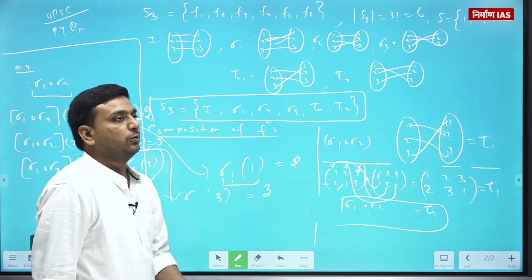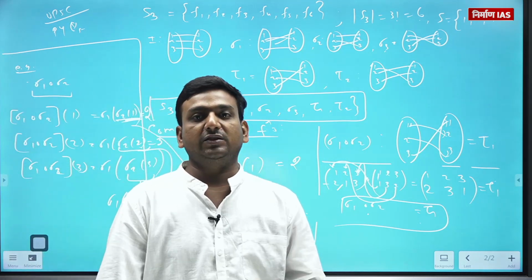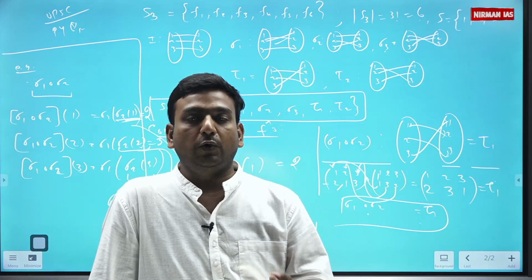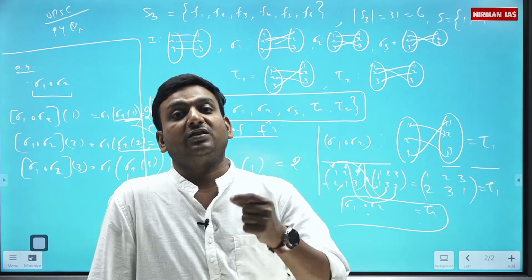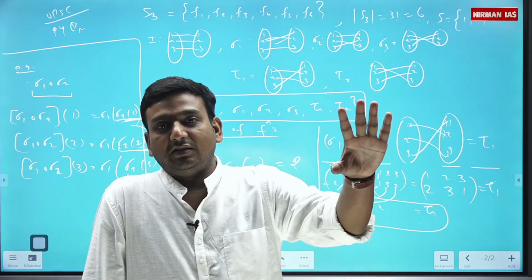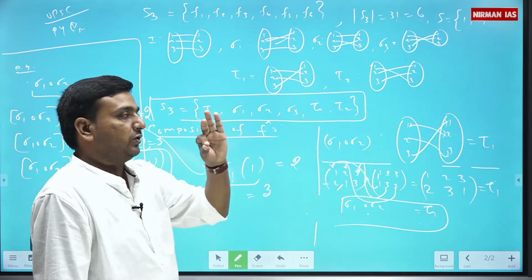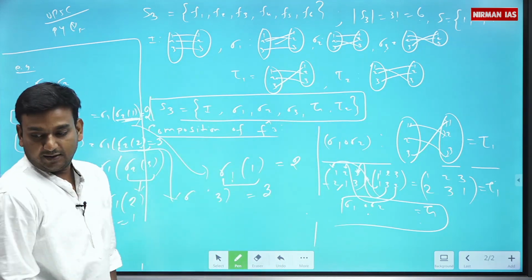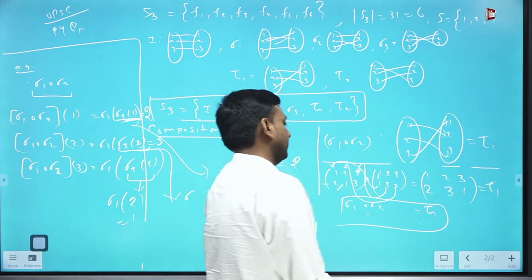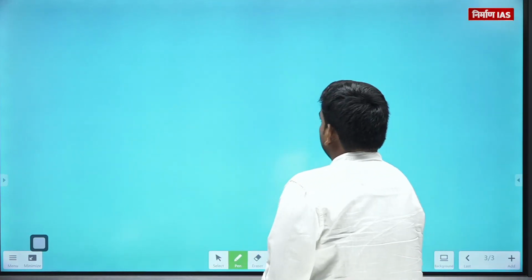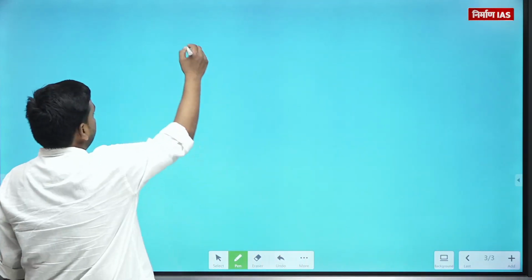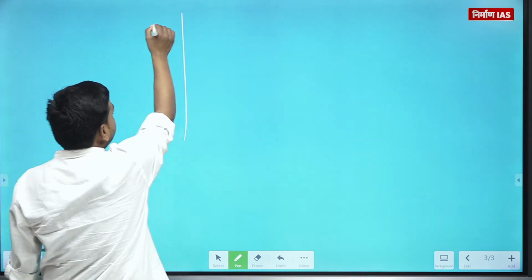Similarly, you can find what sigma 2 composition sigma 3 is, what tau 1 composition tau 2 is, what tau 2 composition sigma 3 is, and all. All these compositions you can find, and that is a task for you guys.